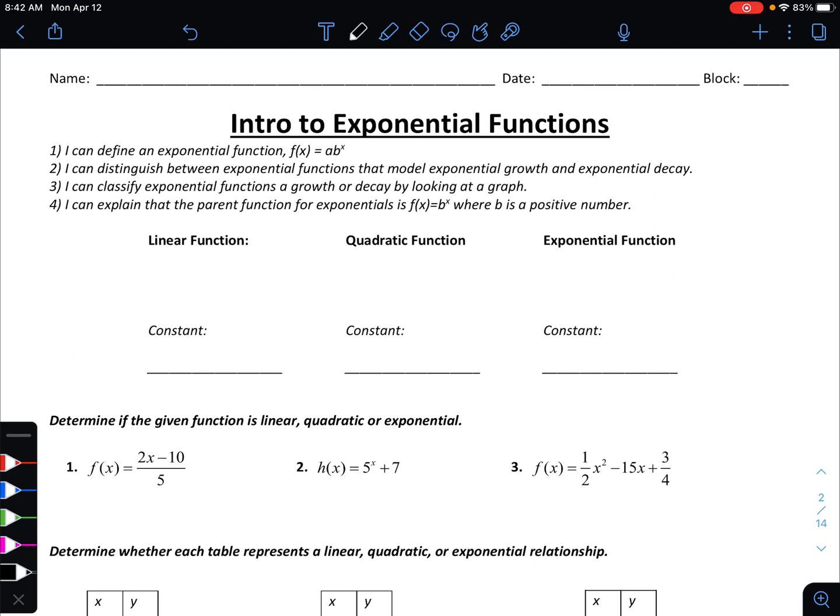And in order to talk about exponential functions, we're first going to compare them to linear and quadratic functions. Those are two functions that we've already seen before this year and really are the primary two types that we've looked at up until this point. Let's start by just writing out what each of these functions looks like.